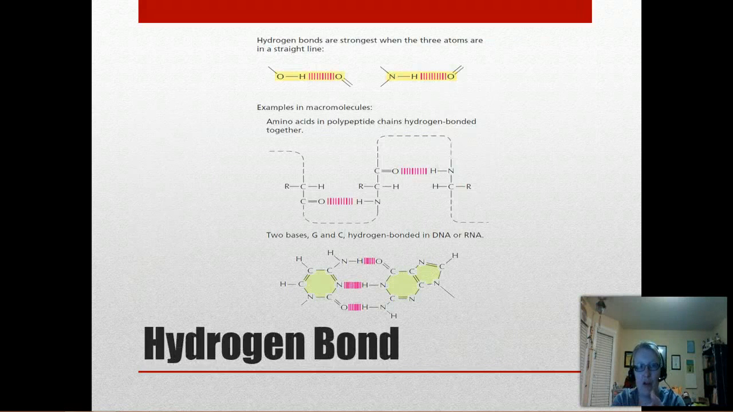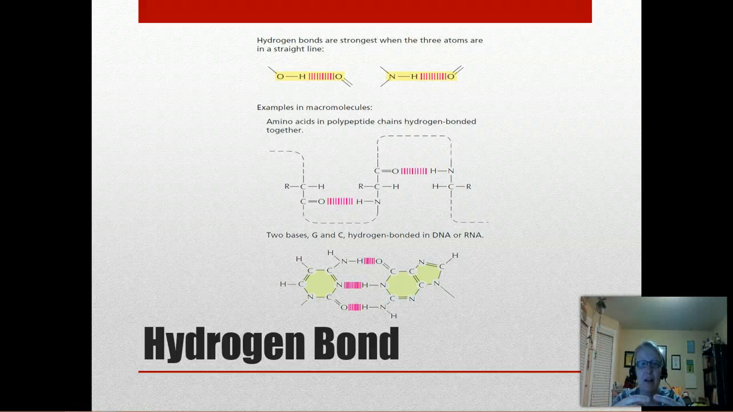Another important attraction is a hydrogen bond. Now, remember back to that water we talked about. Generally when hydrogen is bonded to an oxygen or a nitrogen or something that's really electronegative, that atom will pull the electrons towards it, which makes that hydrogen positive.